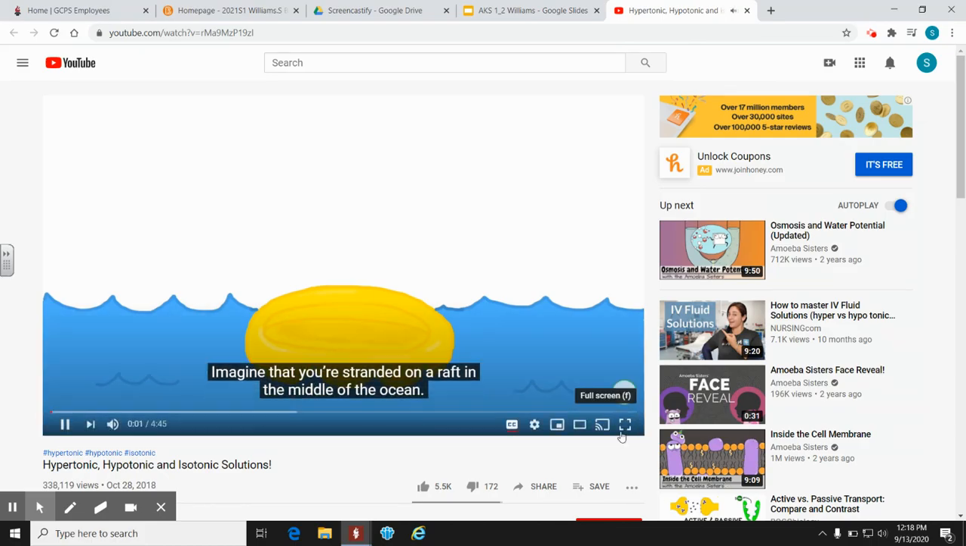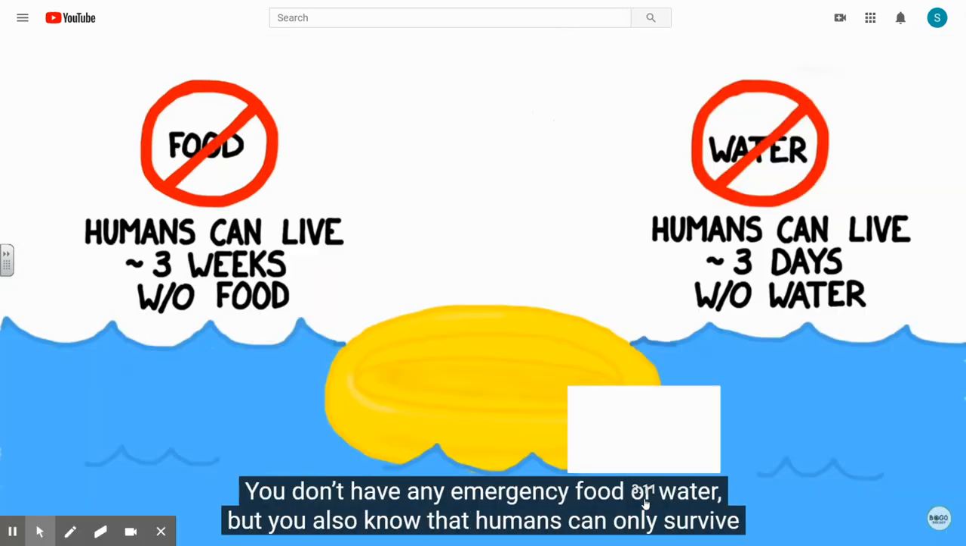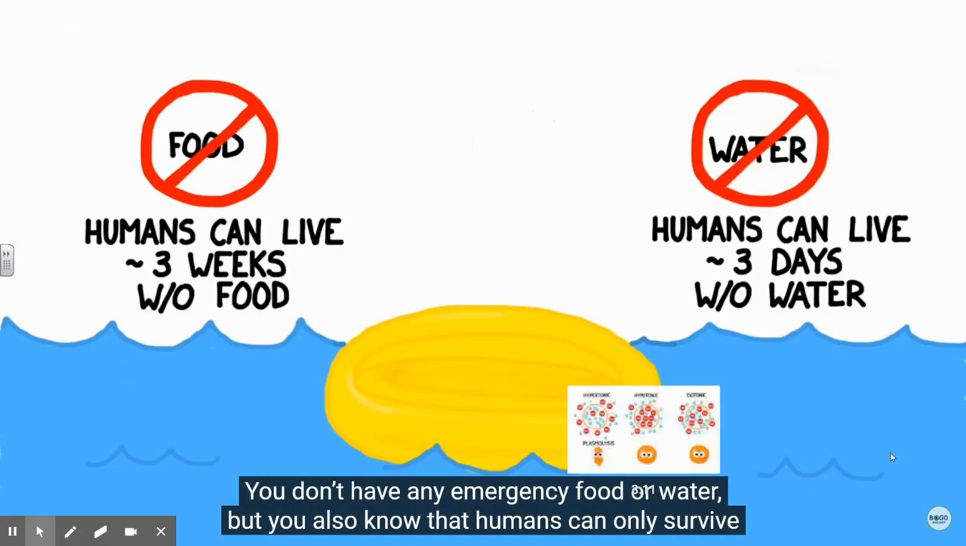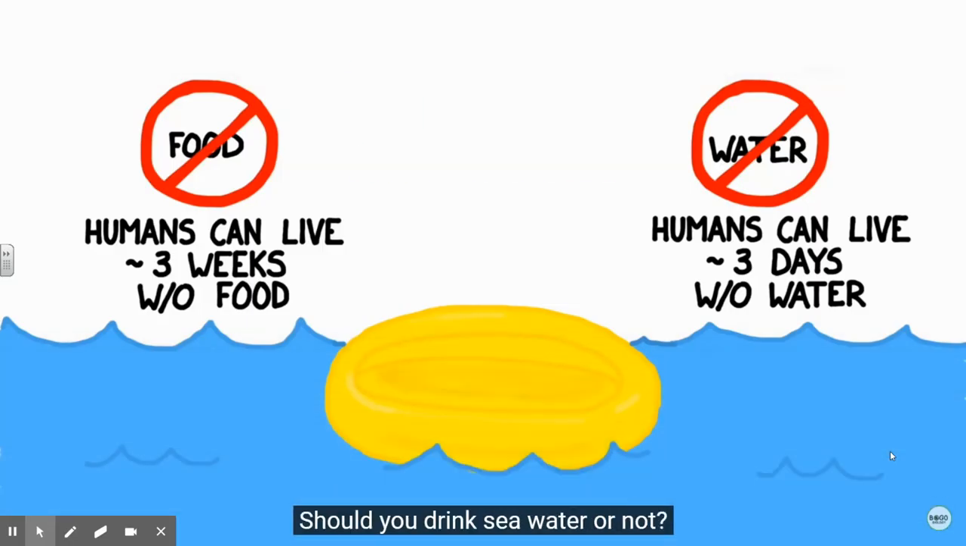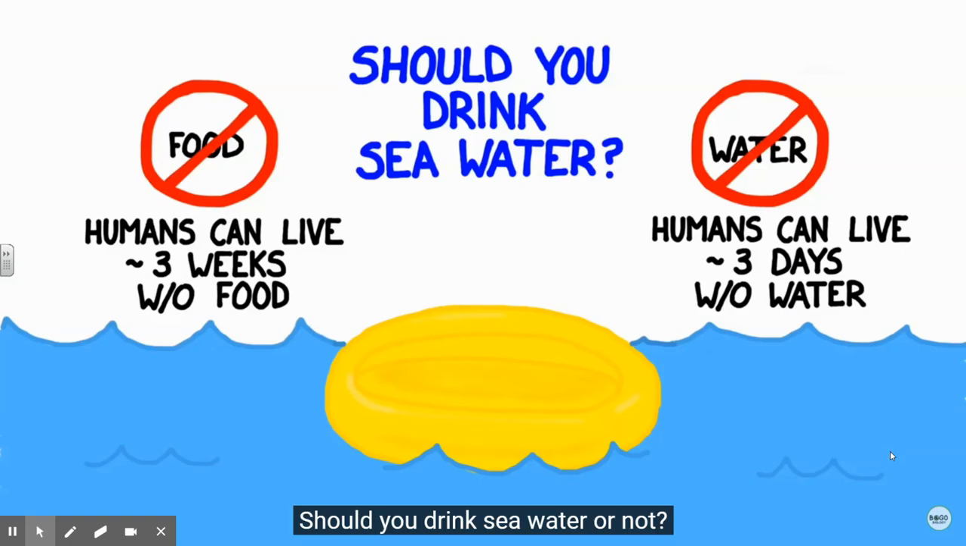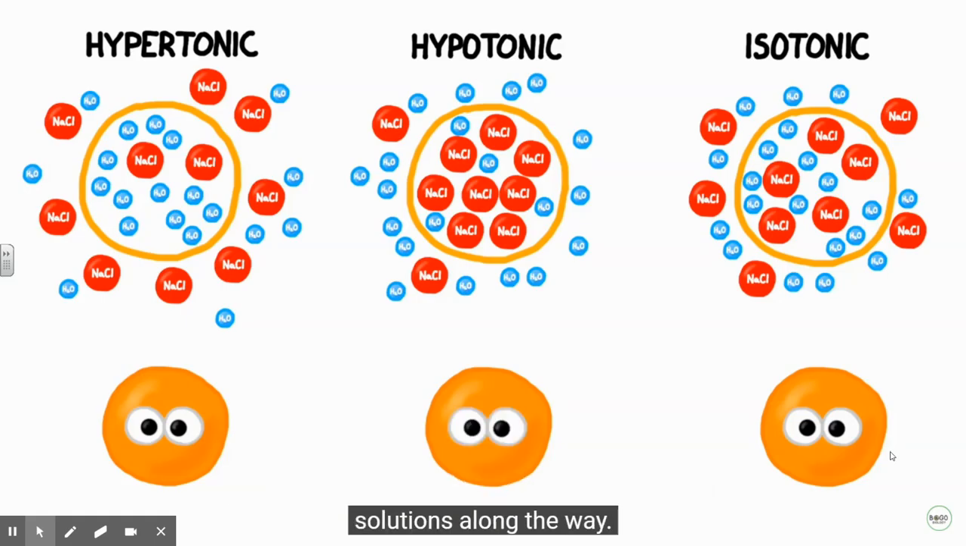Imagine that you're stranded on a raft in the middle of the ocean. You don't have any emergency food or water, but you also know that humans can only survive about 3 days without fluids. Should you drink seawater or not? Stick with us. We're going to find out and also review hypertonic, hypotonic, and isotonic solutions along the way.